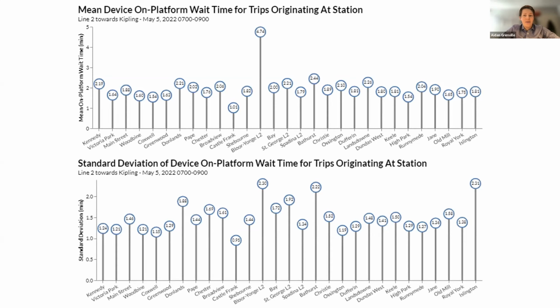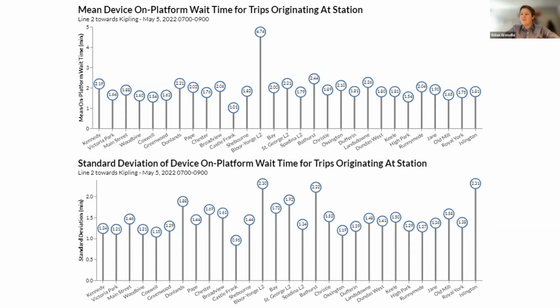One interesting thing to note here is obviously Bloor-Young has a much longer mean device wait time throughout this AM rush. We anticipate that's either from transfer passengers who are spending longer in the station, navigating from platform to platform, or potentially passengers who may have been walking down from the concourse, and that took a bit longer in that station setup.